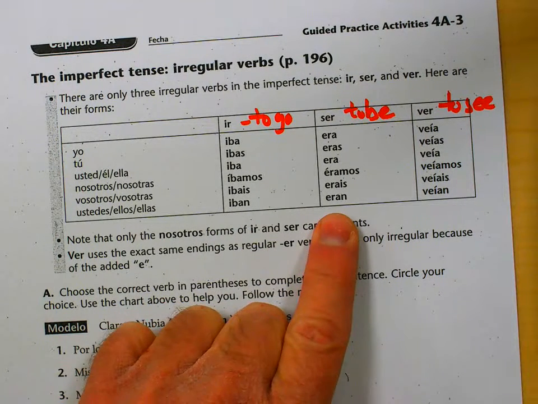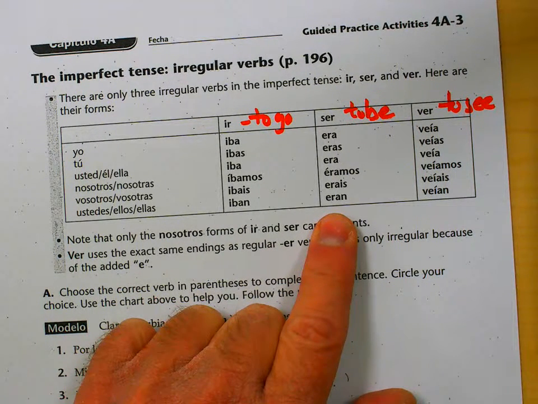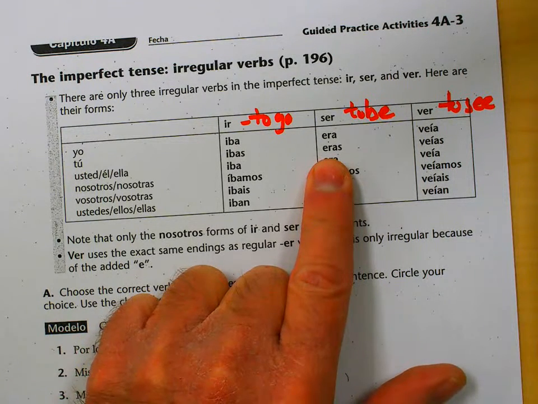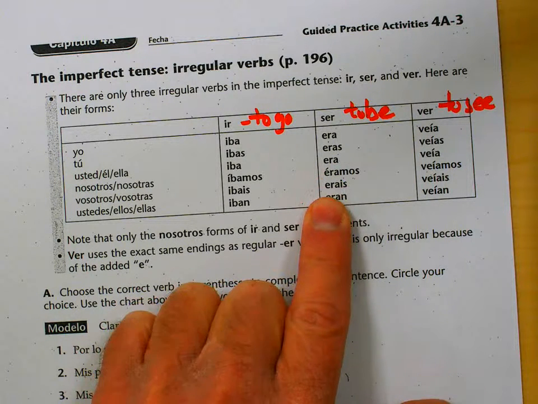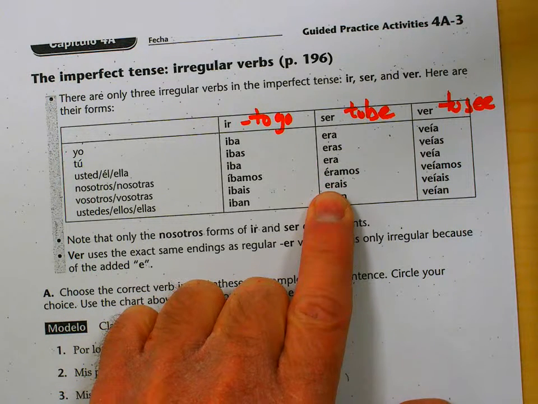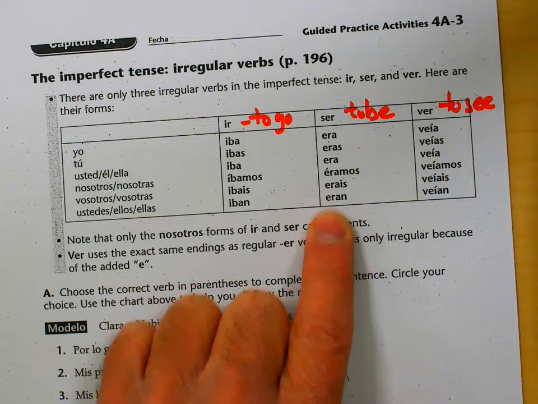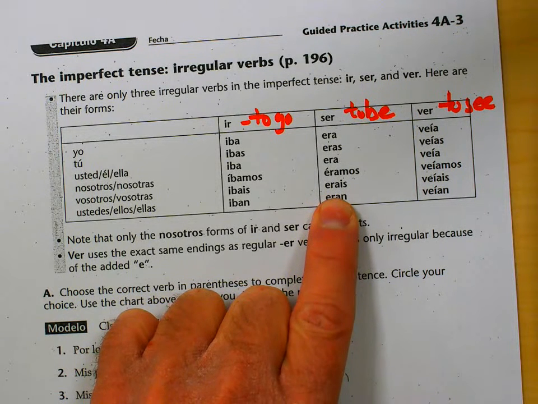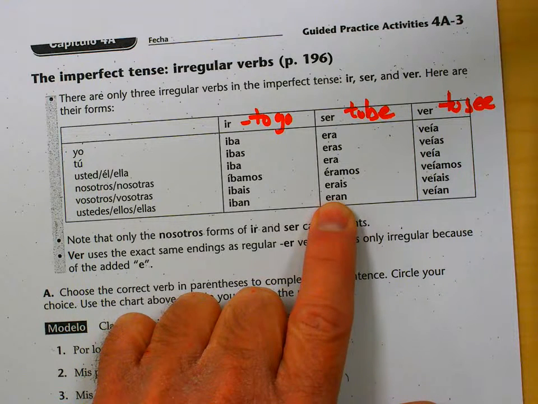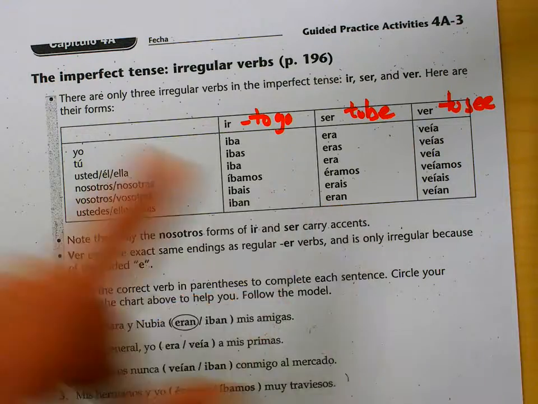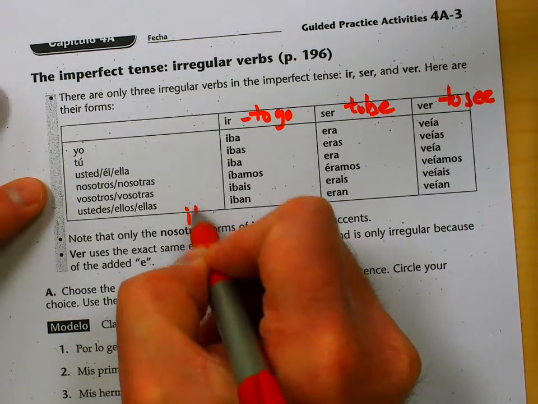Ser is the era family. So the yo form, yo era, means I was being or I used to be. Eras, you were being or you used to be. Era, he or she was being or he or she used to be. Éramos, we were being or we used to be. Erais, you guys were being or you guys used to be. And eran, they or you guys were being or used to be. So there's the era family. So you might want to write down what families these are here.